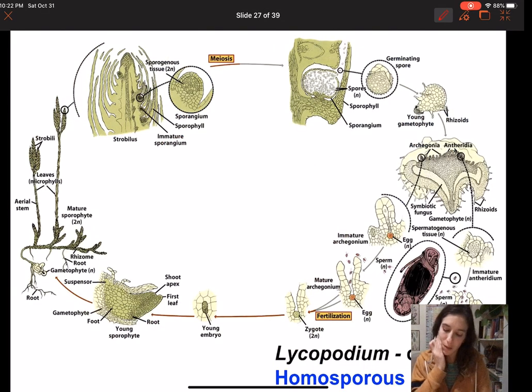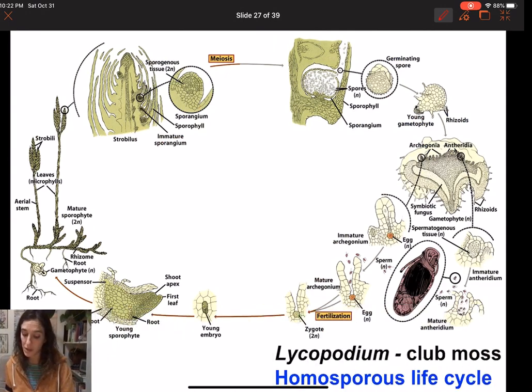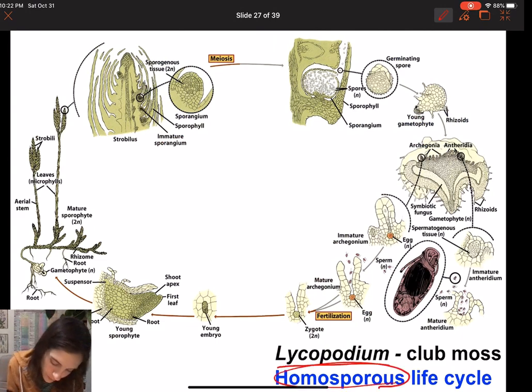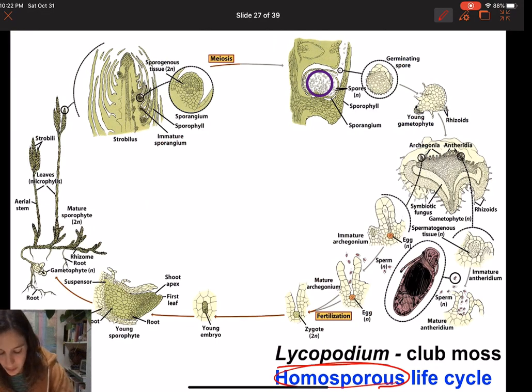Okay, so that helps a little bit with this. Now we're looking at Lycopodium. This is the one that is homosporous, okay? So here's the sporangium. They've just got the one sporangium, and then there's the sporophyll right there. Little sporangium that they've zoomed in on. And we've got meiosis taking place. And there it is. There's those spores, those haploid spores.